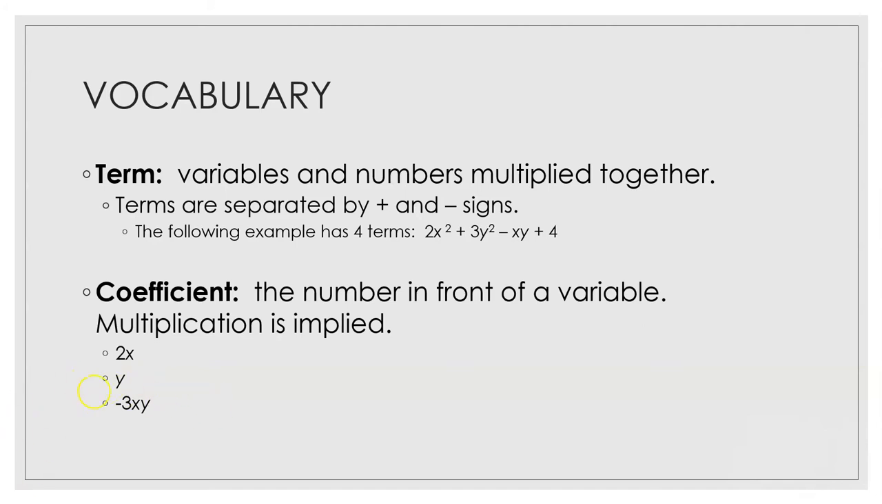And in the third example here, you can also have negative coefficients. It just means negative 3 times x times y. Whatever x and y are, you would multiply that all together.